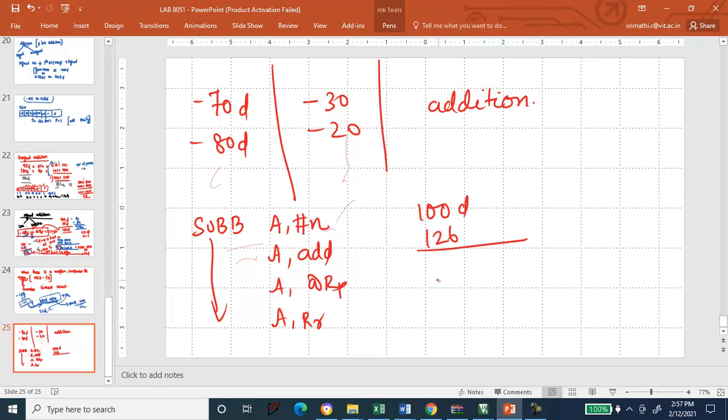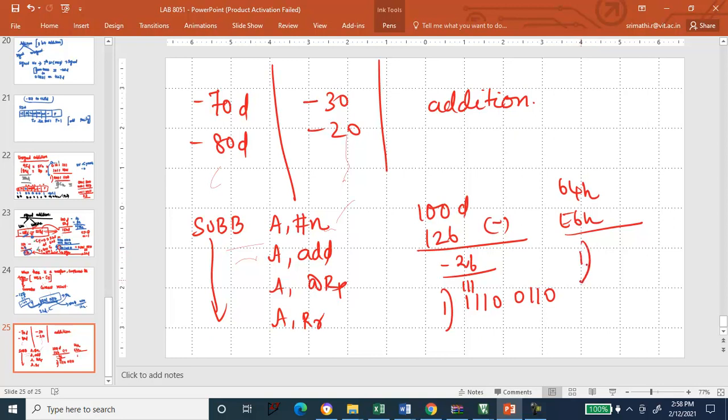So finally I will be getting minus 26, whose equivalent is like this. You will be getting 11100110. So 64H is 100 decimal and E6H is 126 decimal. The result is you have a carry and you will be having E6H.